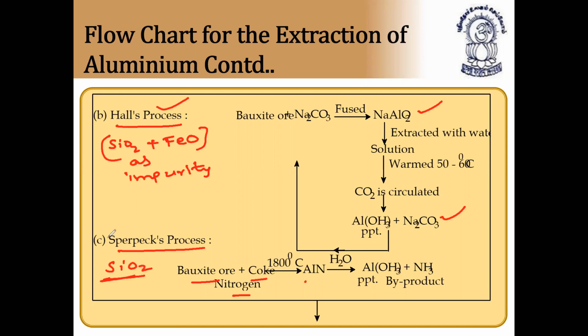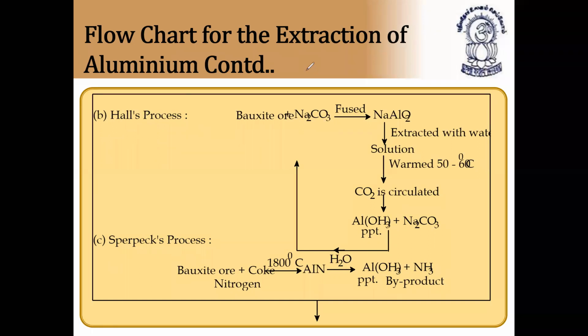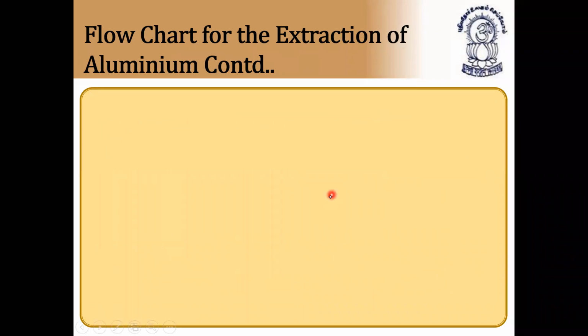This is called Serpeck's process. In all the processes, aluminum hydroxide is formed, and this aluminum hydroxide precipitate on heating strongly will form aluminum oxide. So the concentration of aluminum can be done by three methods: Bayer's process, Hall's process, and Serpeck's process. We have explained this in the previous lecture with neat slides, so you can follow that.